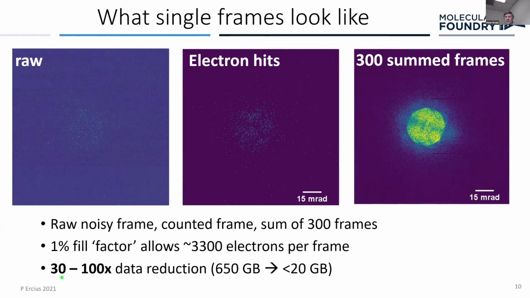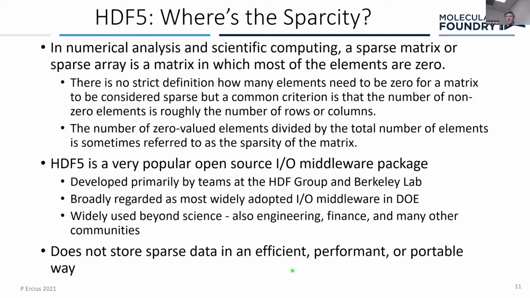And then if we do that in a sparse way, once we reduce that data, we go from about 650 gigabytes down to much less than 20 gigabytes, usually in the range of 1 to 5, but you can get a massive reduction in scale. The only problem is, where's the sparsity? HDF5 doesn't have a native sparse data type.